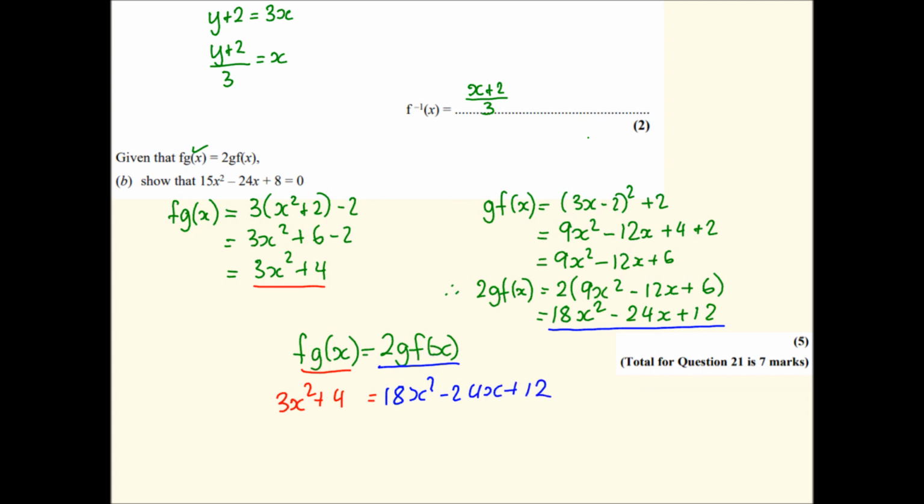The only difference now is that our function is set equal to 0, so let's subtract the 3x squared. We get that 4 is equal to 15x squared minus 24x plus 12, and let's take away the 4, we get left with 0, and 12 take away 4 gives us 8. That matches exactly with what they wanted us to show, so therefore we're done.